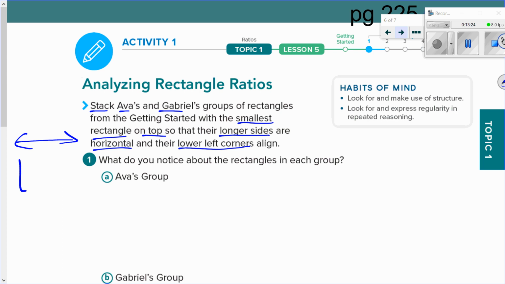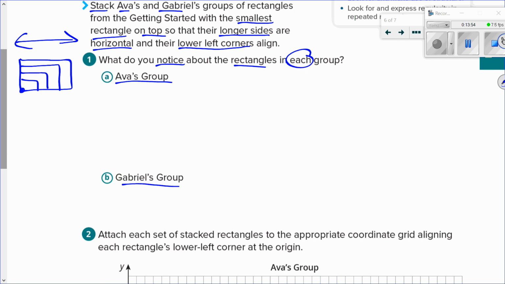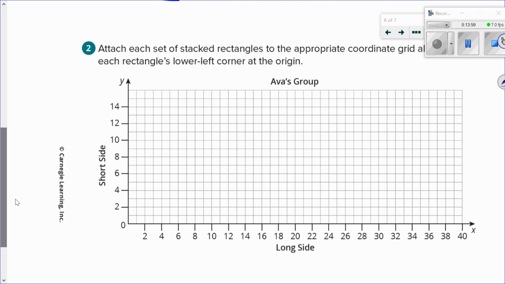So in other words, you're going to take the stack. I'm going to start with the biggest rectangle. Then I'm going to find the next biggest rectangle in that group. I'm going to put it on top of it so that this bottom left corner aligns. And then the next one, and then the next one, until the smallest one is on top. Is that clear for everybody? Okay. Once you've done that, I want you to look at those rectangles. What do you notice about the rectangles in each group? Make an observation about Ava's group. What about Gabriel's group?